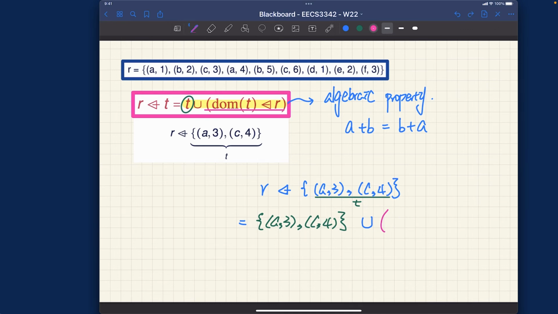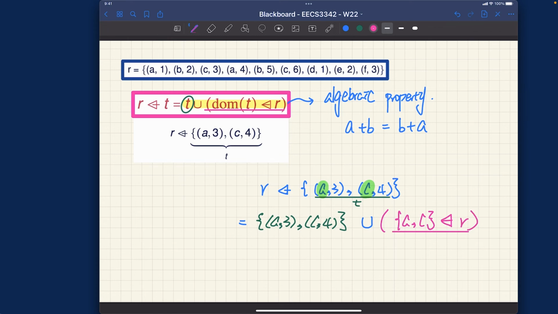Let's be a little bit faster in calculation. What's the domain of T? Domain of T is A and C, right? Let's write it down directly. Domain of T is A and C. And then it's going to be used for domain subtraction of R over here, right? That's what we have. And what will be this part over here, right?